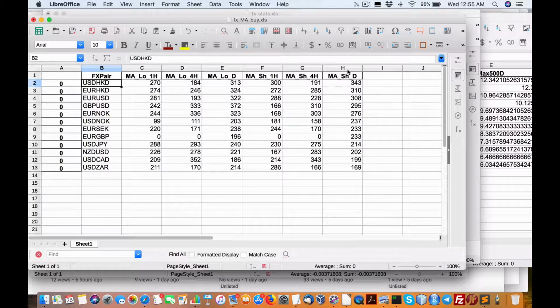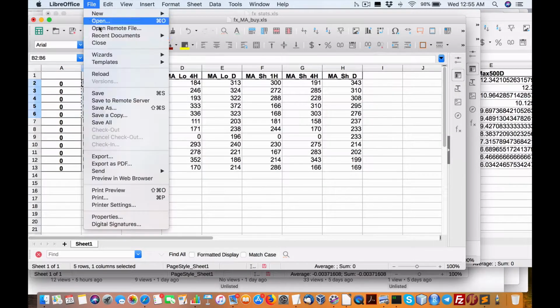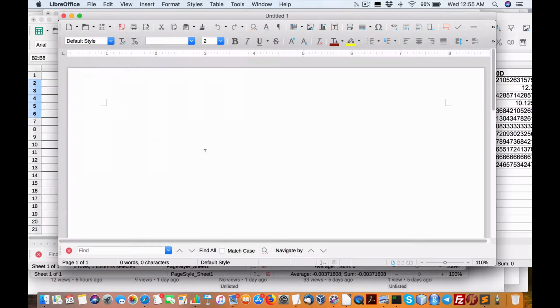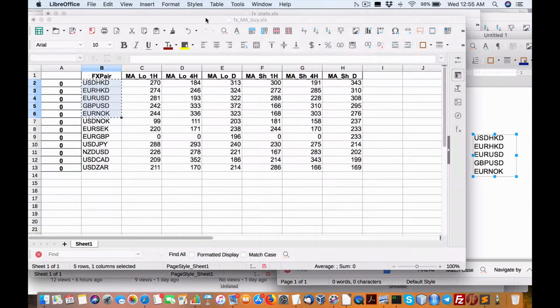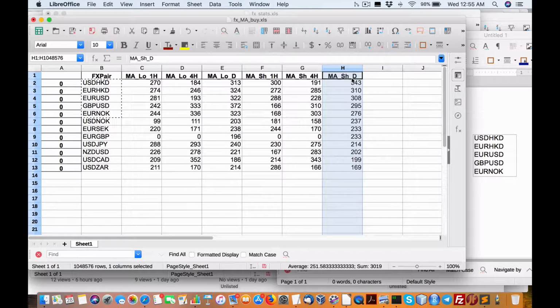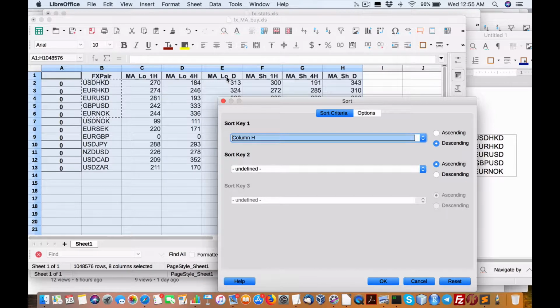Okay, so let's see if we have the same order. Let me just copy this somewhere. Okay, let's do a text document. Okay, so that's our order for that. This is the 20 crosses over the 50. So now we're going to do the 50 over the 200-day, which would be column E. Let's see here, sort column E.